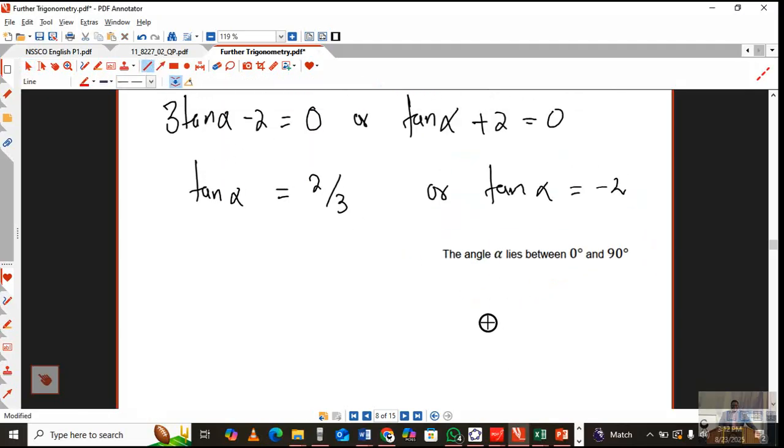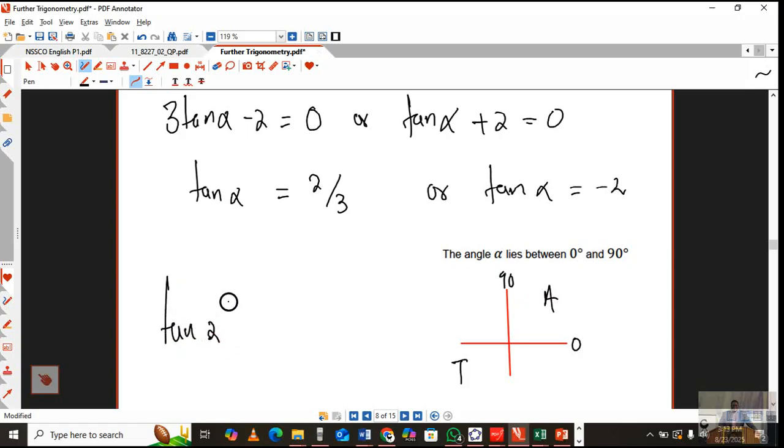from cast, if you may use the cast diagram, of course, you know that the cast diagram, the tangent ratio is positive in the first quadrant and positive in the third quadrant here. But our domain, we are told that the angle lies between 0 and 90 degrees. So this number here will not work because here is negative. So the only viable solution is that tan alpha should equal 2 over 3.